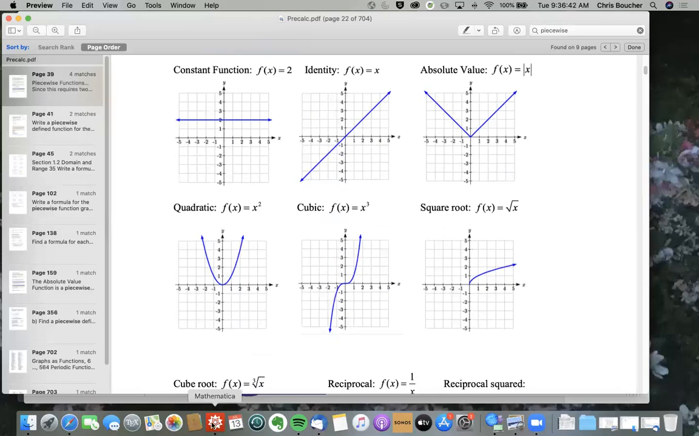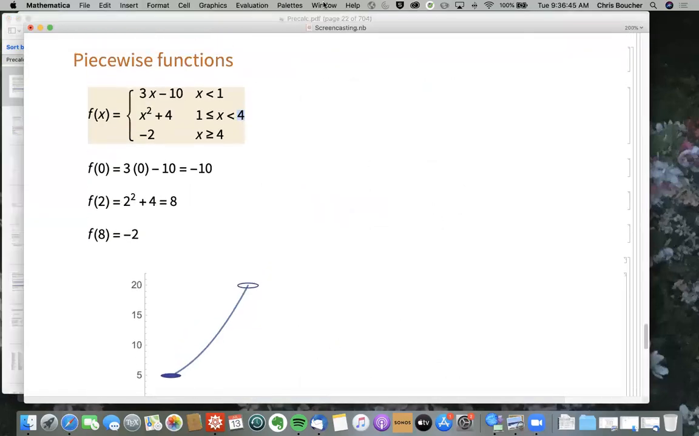Okay, so that's good for sections 1.2 and 1.3.